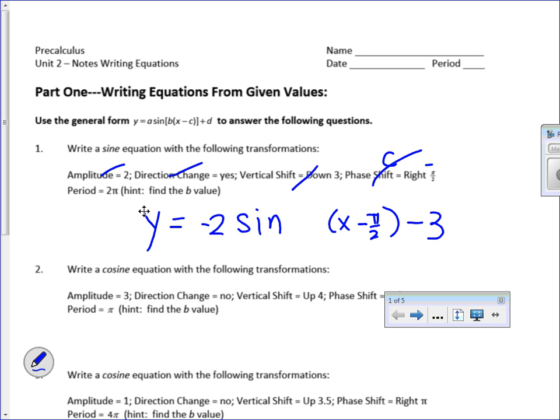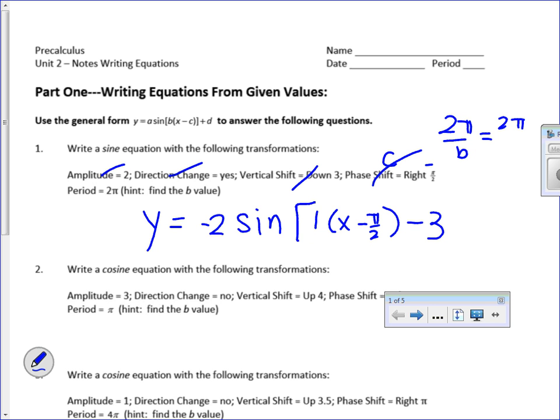Then the period is 2 pi. Am I going to put 2 pi into my formula? No, I need to use this formula for the period, 2 pi over b, and set it equal to what they give you, which is 2 pi. Hey guys, what does b have to be? 1, so that 2 pi over 1 will simplify to just 2 pi. So that means your b value is 1.